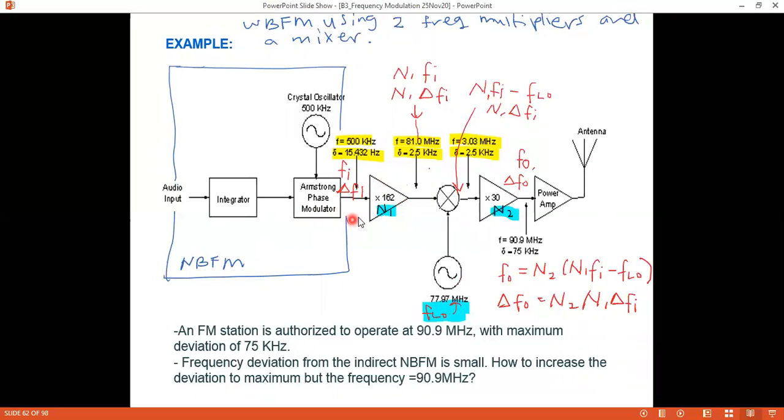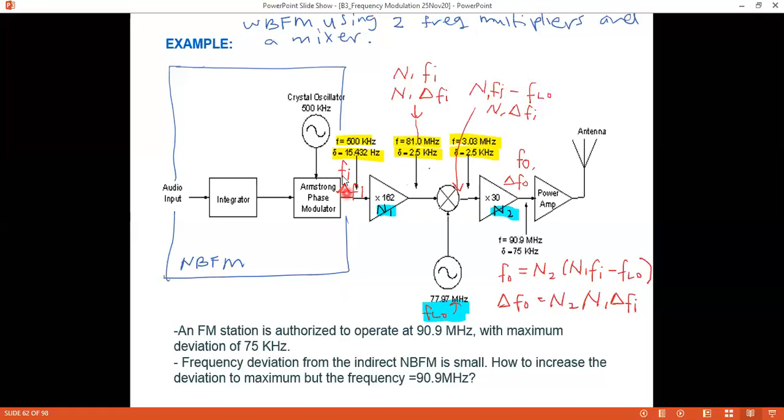So the output from our Armstrong phase modulator is, the F is 500 kilohertz and the frequency deviation is around 15 hertz. Here I label Fi and delta Fi. Our FM station needs to operate at 90.9 megahertz and a maximum deviation of 75 kilohertz. Since the deviation from indirect narrowband FM is very small at 15 hertz, how do we increase the deviation?